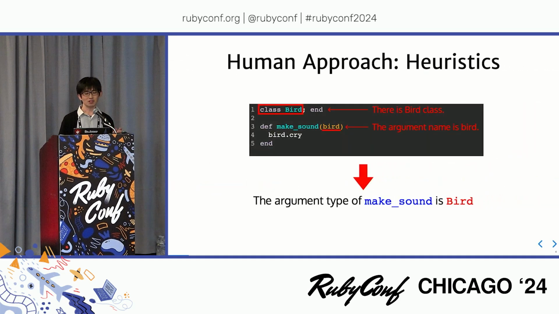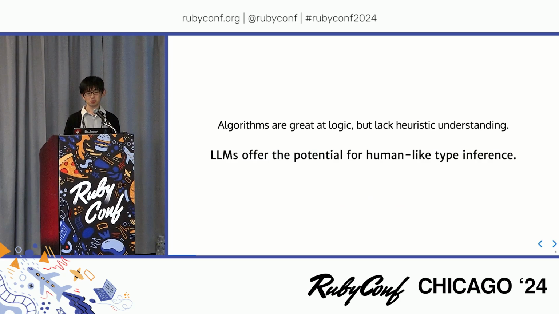You might have thought of it this way. Oh, there is a Bird class, and the argument name is bird, so perhaps the argument type is a Bird object. That's all. This is a heuristic approach using intuition and context rather than strict logic. And it often aligns better with how humans actually write and understand code. So, algorithms are great at logic, but can miss the nuance of human-written code.